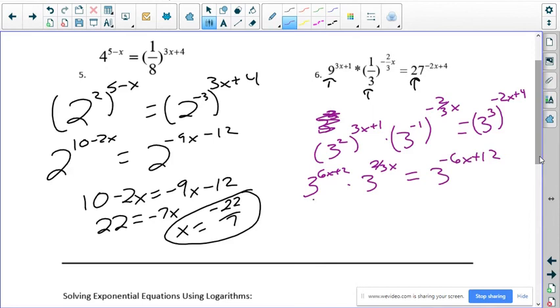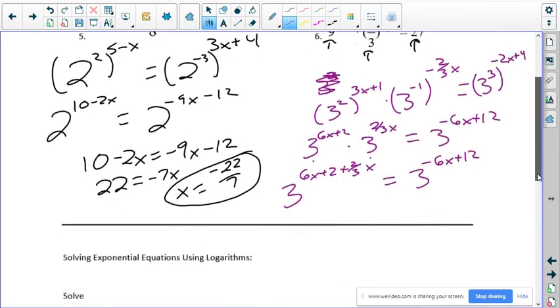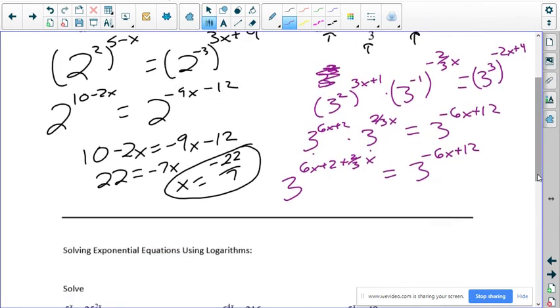Well, when you have power times a power, we add the exponents. So we have 3 to the 6x plus 2 plus 2/3 x equals 3 to the negative 6x plus 12. So we can go ahead and set these exponents equal to each other. 6x plus 2 plus 2/3 x equals negative 6x plus 12.